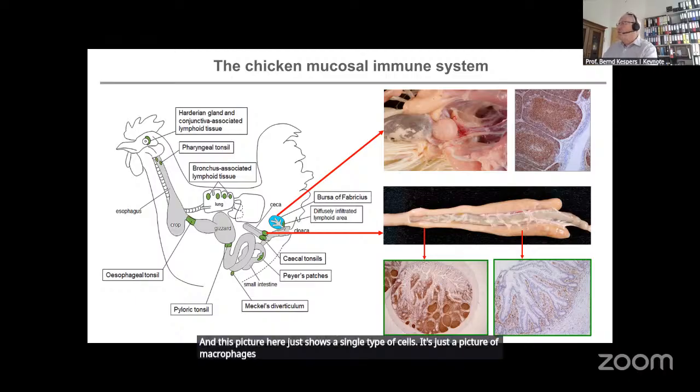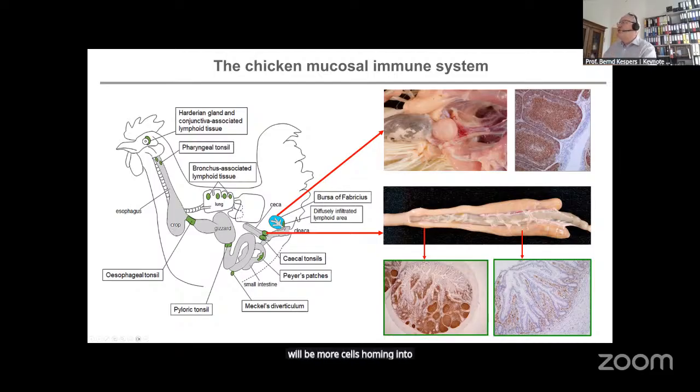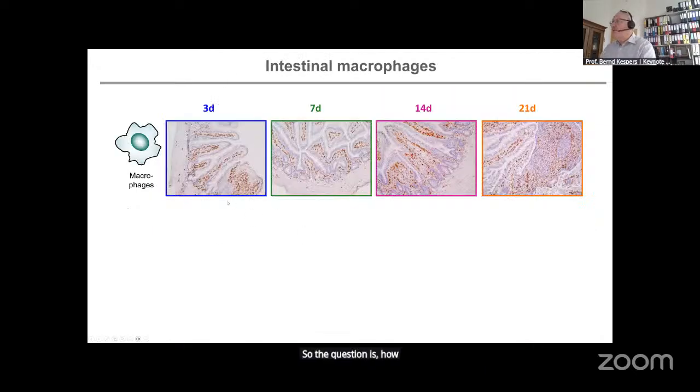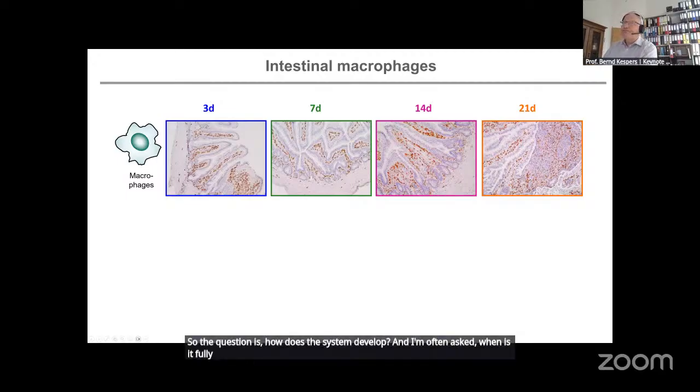And I would like to emphasize that there are also T cells, B cells, and in the context of infection, there will be more cells homing into the tissue, coming from the blood and going into this tissue. So the question is, how does the system develop? And I'm often asked, when is it fully functional?